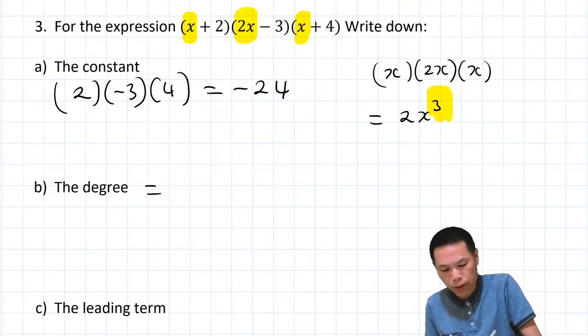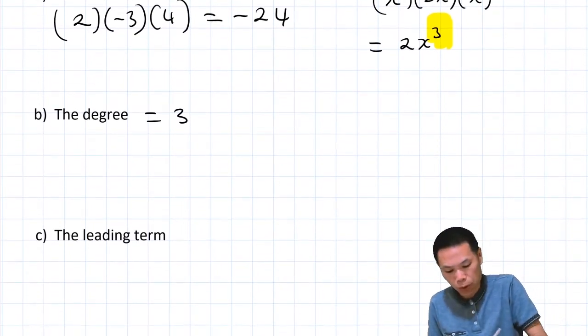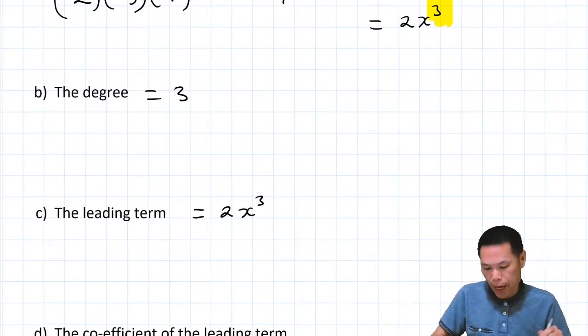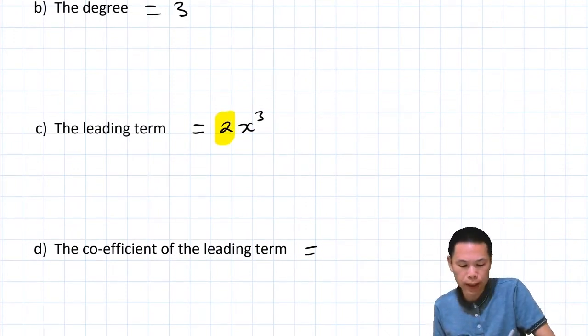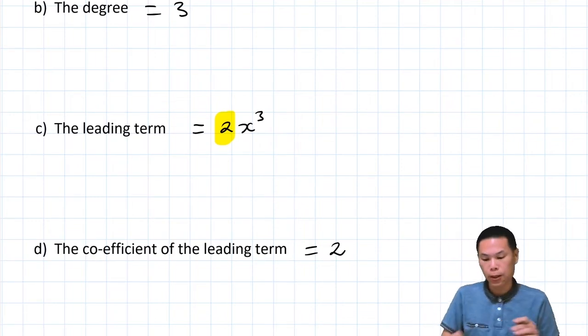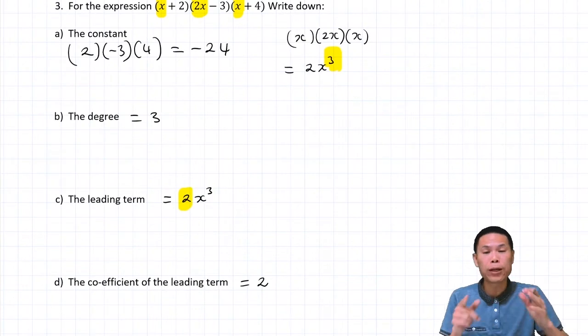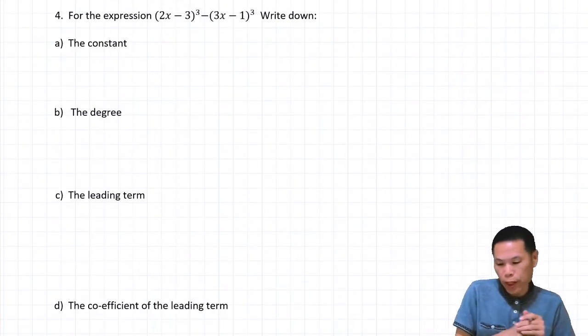So I just write equal to 3. And the leading term is, of course, equal to 2x to the power of 3. And the coefficient of the leading term is 2. So therefore, the answer is 2. There you go. As simple as that. Now, next one. Let me do it with you, okay?